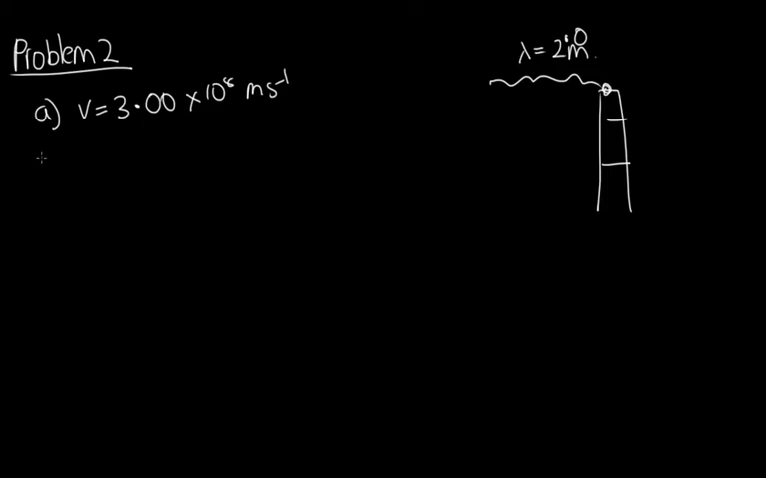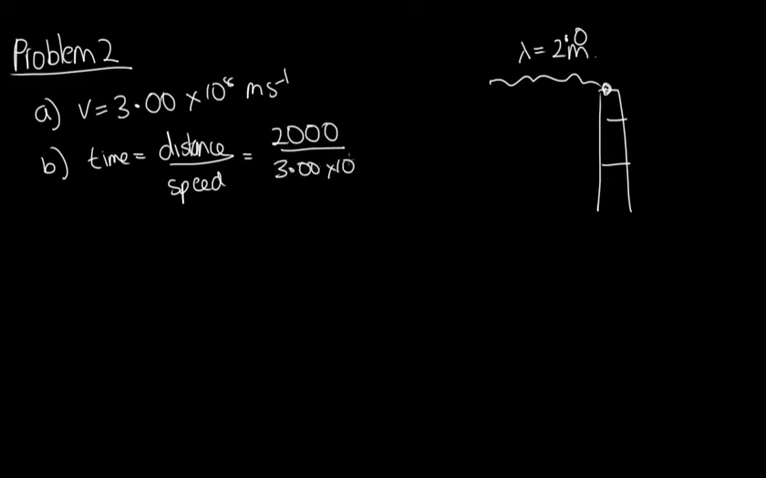Part B says, how long does it take for the wave to travel 2 kilometers? So we know that time is equal to the distance over the speed. So this is equal to 2 kilometers, which is 2,000 meters, over the speed, which is 3.00 times 10 to the 8. And so this gives us, when we solve it on the calculator, 6.667 times 10 to the minus 6 seconds, which to 2 significant figures is 6.7 times 10 to the minus 6 seconds.